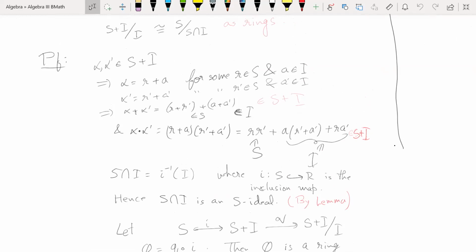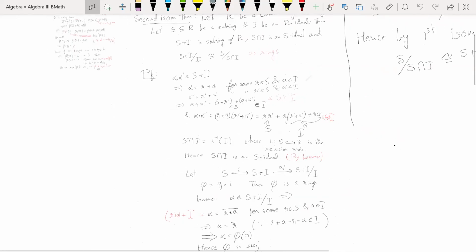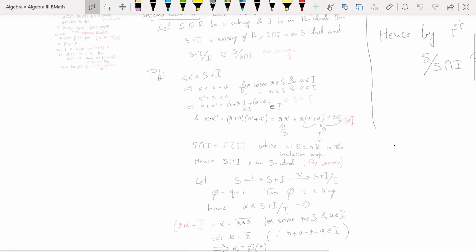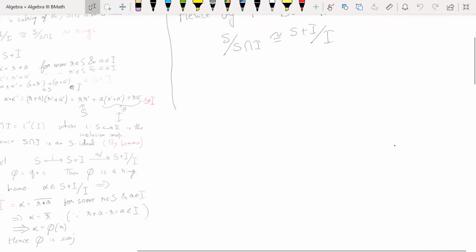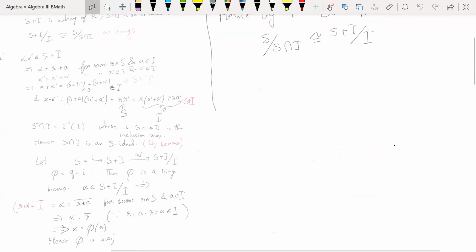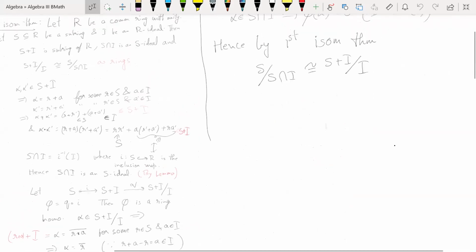Quotient, and then you want a ring, then you have to make sure it's a two-sided ideal. Okay. So let's get back to the proof. So we have shown that phi is surjective.